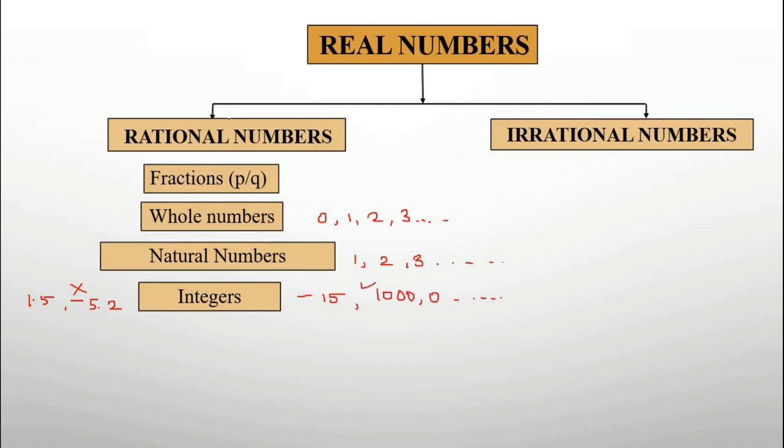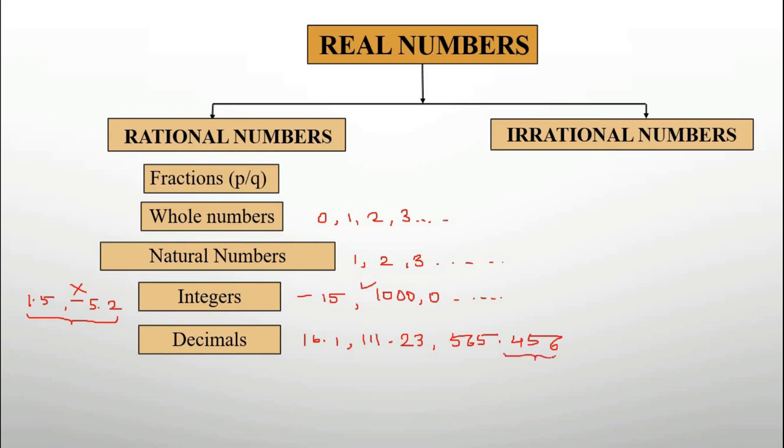Now the next category which falls under rational numbers is decimals. The examples of decimals are these ones which have decimal points. For example, if it is 16.1 or if it is 111.23 or if it is going to be 565.456. So you can see there are three decimal places over here. Here there are two decimal places and here after the decimal point there is one decimal place. So these kind of numbers fall under the decimals.